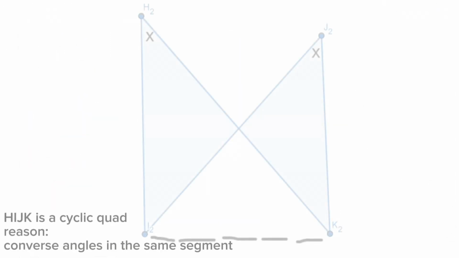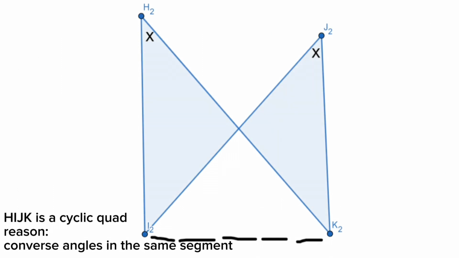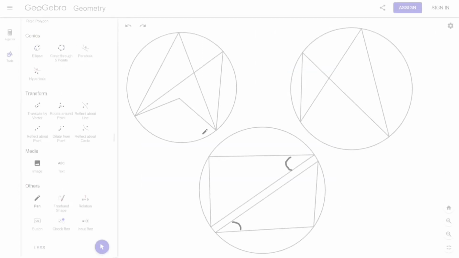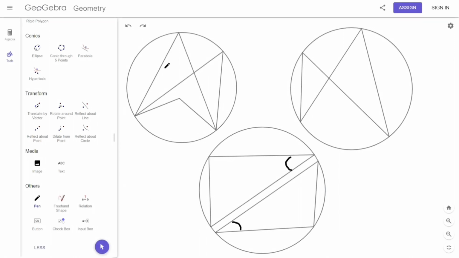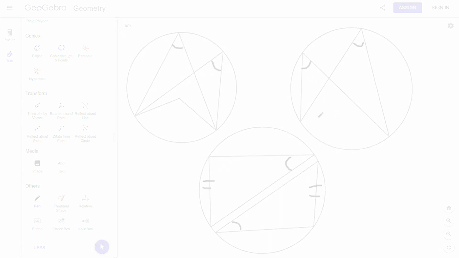In Theorem 4, we only use the converse of it when we deal with cyclic quads. In Theorem 4, angles that subtend the same chord, arc, or segment will be equal, and chords that subtend the same angle will also be equal. So in conclusion, using the converse of each of these theorems, you can prove that quads are cyclic.